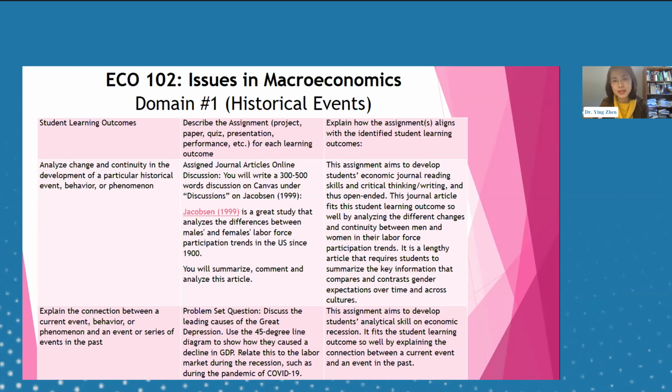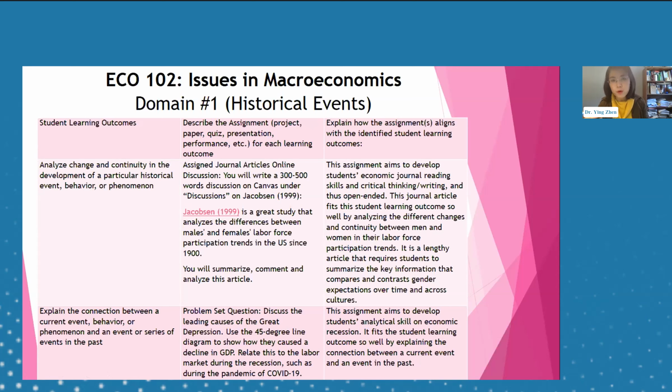This paper is also one of the readings in my Women and Economic Development class. It is a great study that analyzes the differences between male and female labor force participation trends in the US since 1900. I think I made a typo on the slide, so that is male and female labor force participation trends in the US since 1900.